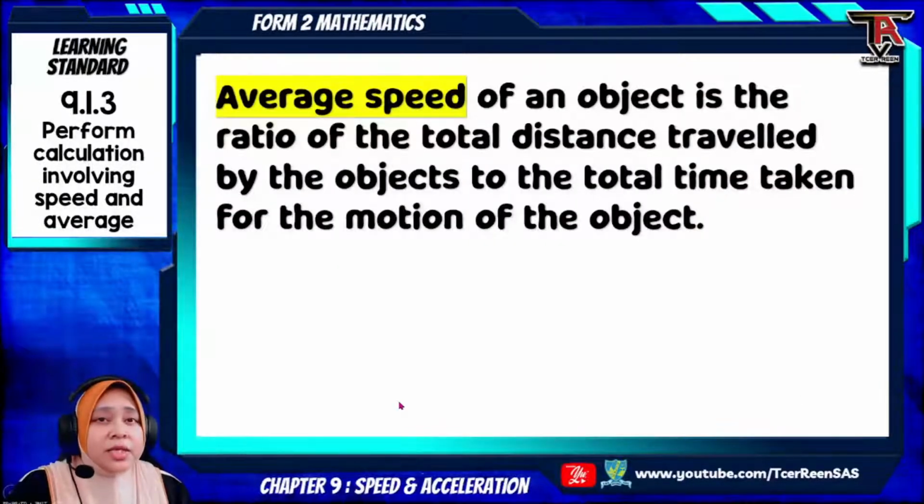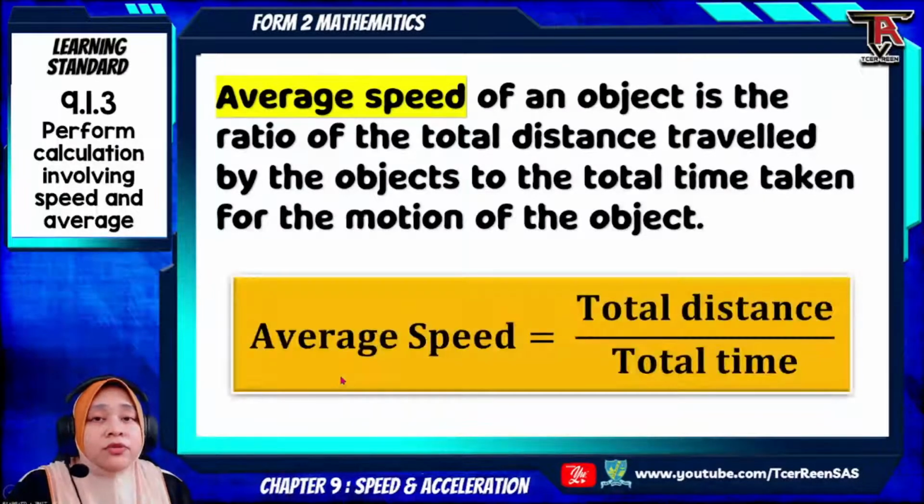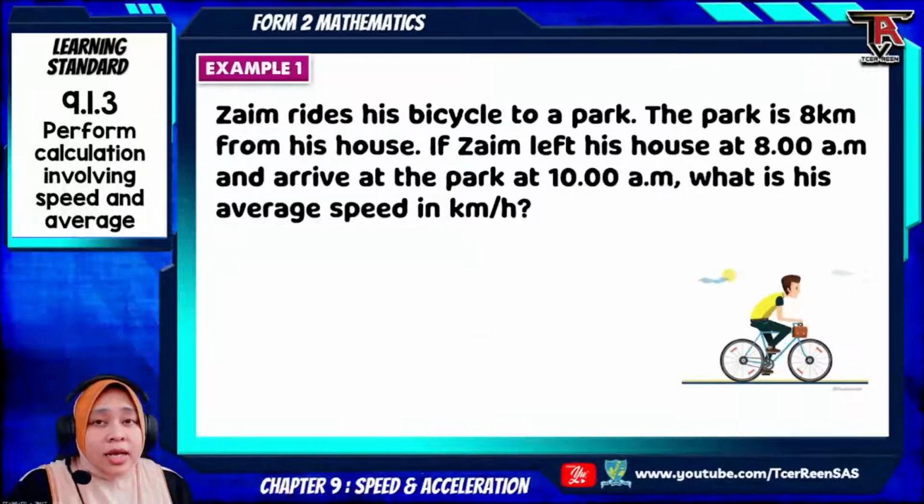Average speed of an object is the ratio of the total distance traveled by the object to the total time taken for the motion of the object. The formula for average speed is total distance divided by total time. Let us move on to example 1.